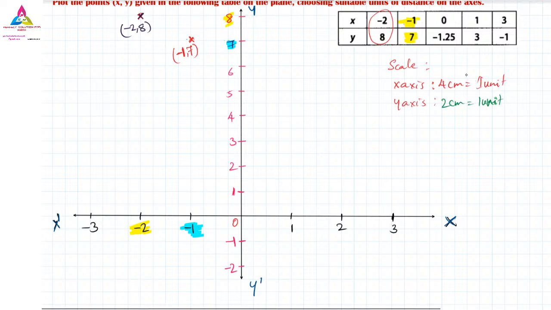Next we will continue with the third one, that is 0 and minus 1.25. It is very important. Several students are finding difficulty, but some students already know. According to this, x is 0, so directly we can say the point is over here on the y-axis, because the y value we have is minus 1.25. Where is that minus 1.25? Minus 1 is here, and minus 2 is here.